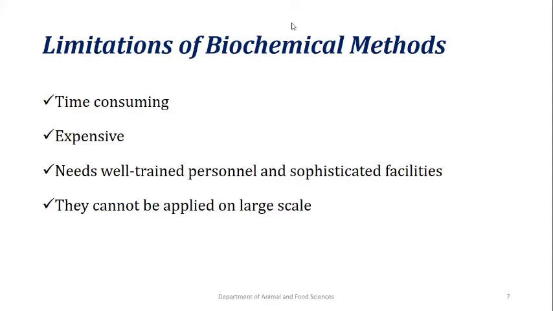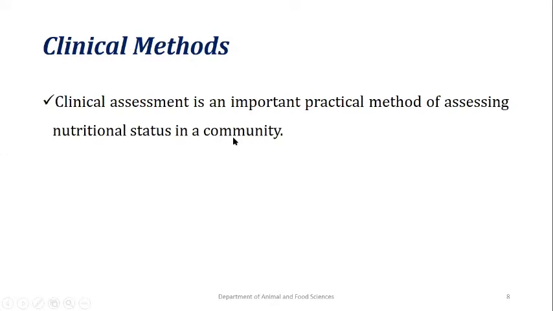Let's move on to the other direct nutritional assessment method, which is the clinical methods. Okay, I mentioned that there are mainly four direct nutritional assessment methods. We denote them as ABCD. A is for anthropometry, B is for biochemical and laboratory methods, C is the clinical methods. Okay, then we are going to discuss clinical methods.